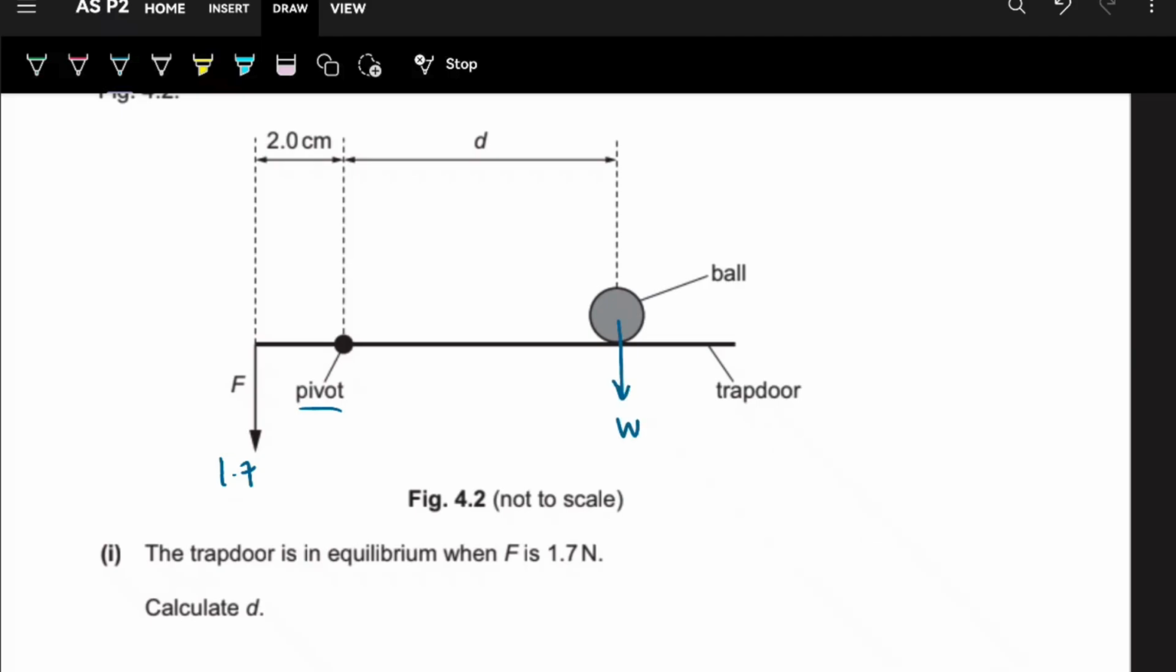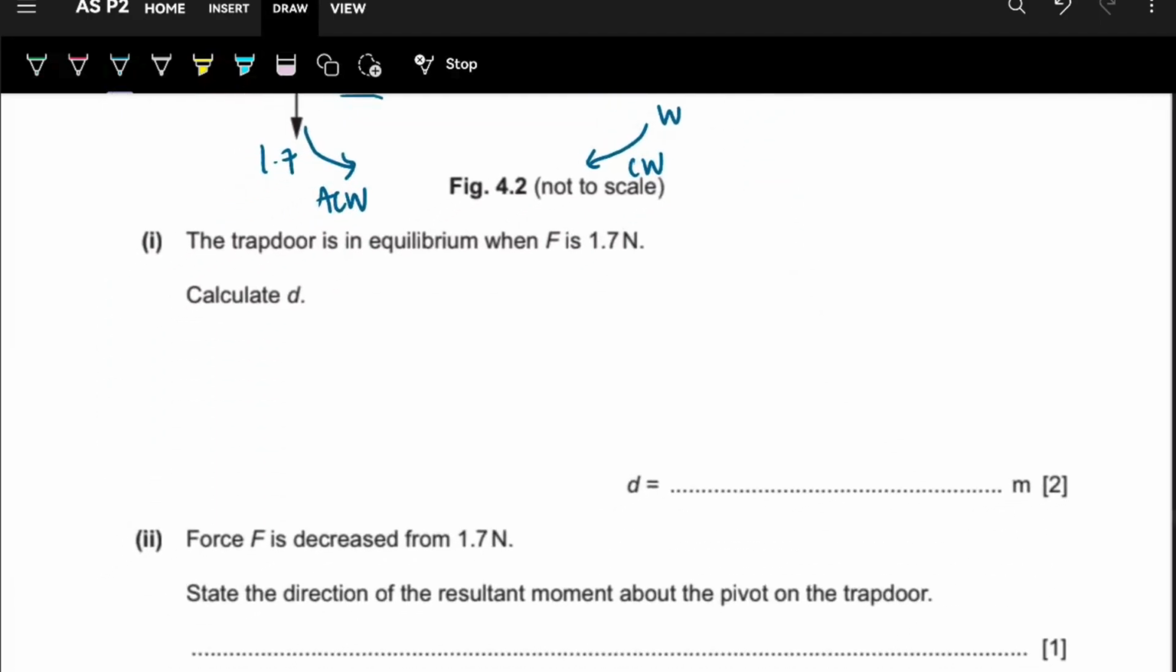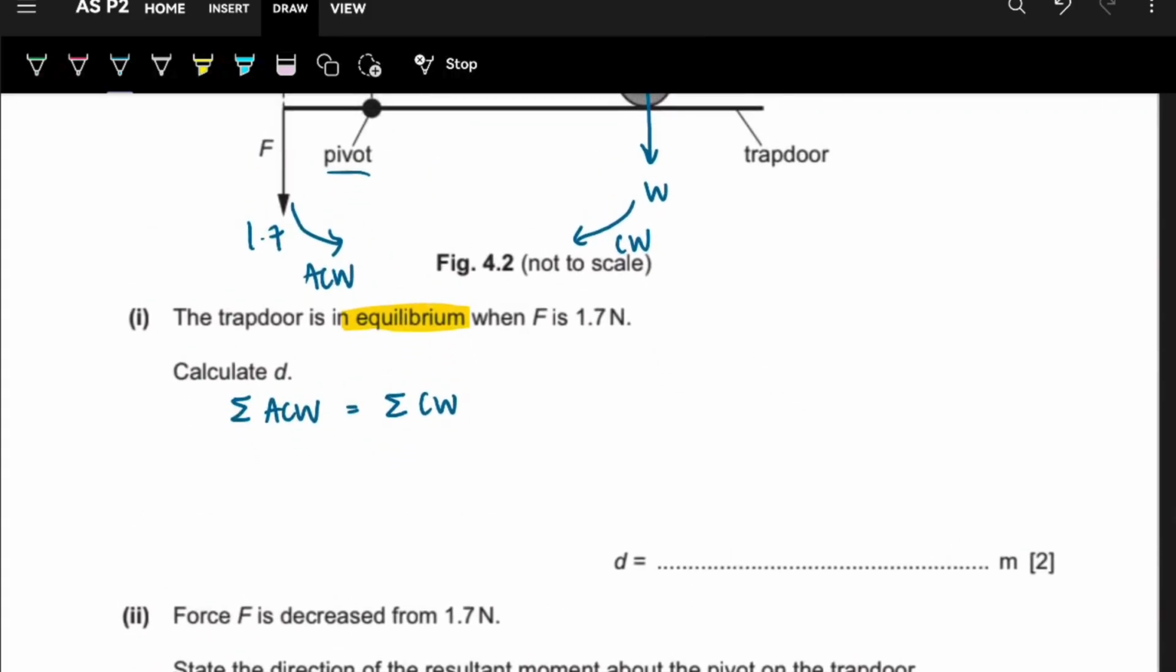And definitely it's going to move this way since the pivot is here, and F is going to move this way. So this is anti-clockwise, this is clockwise. So summation of anti-clockwise, ACW, is equal to the summation of clockwise, CW. I can do this because they say it's in equilibrium. That means both sides should result in the same value, because it's not moving. It's like balanced force. Forces are balanced because they say it's in equilibrium.